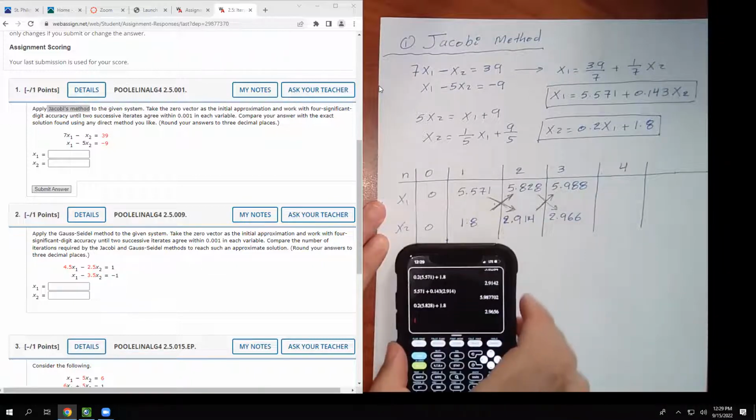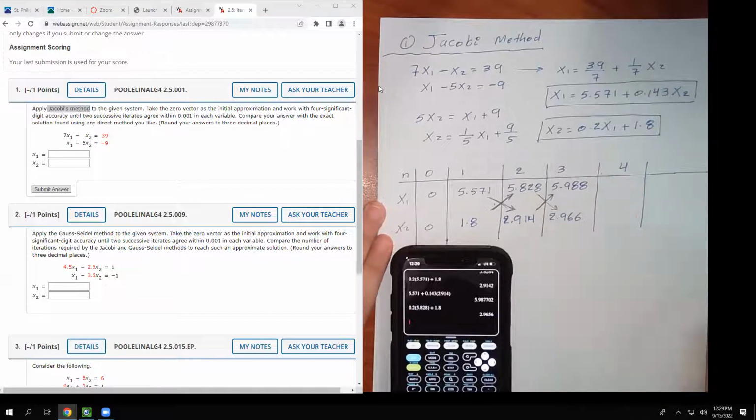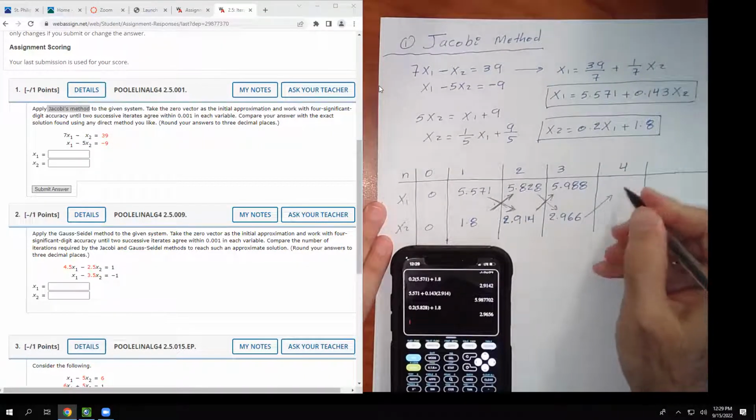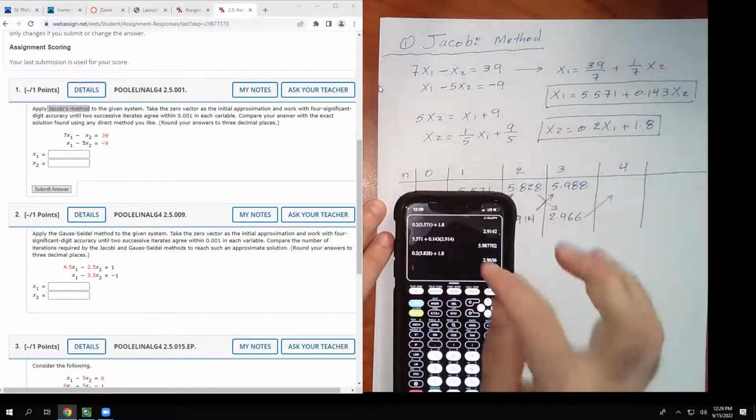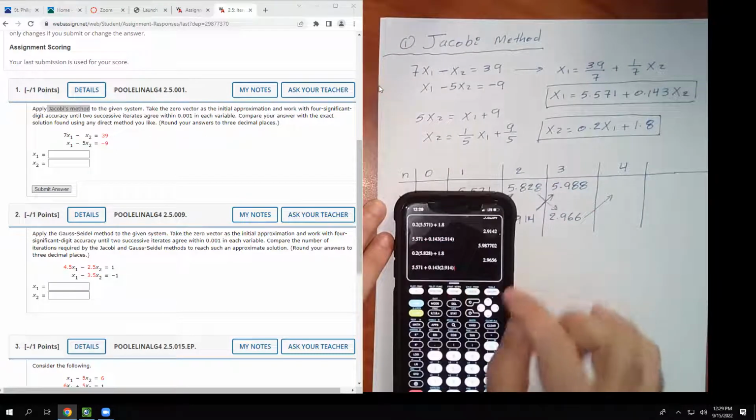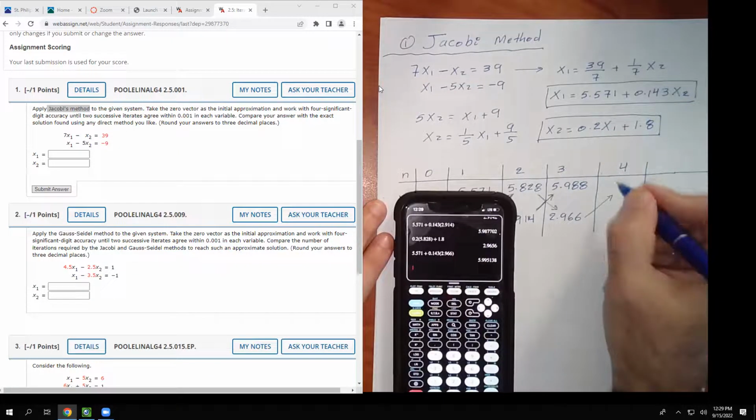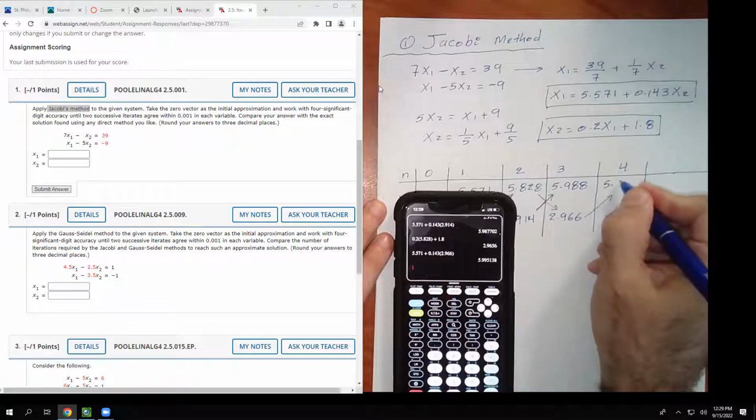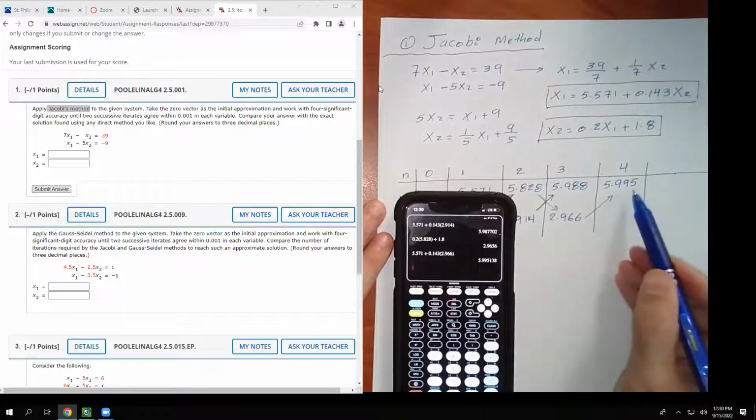Let's find another iteration. I'm going to use x2 to find the new x1. So I'm going to use this function and change the number here to 2.966. So it's going to be 5.995. See, it keeps going up.